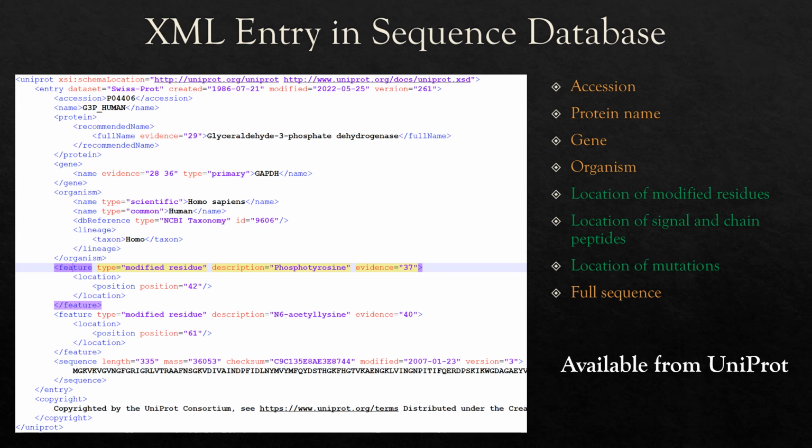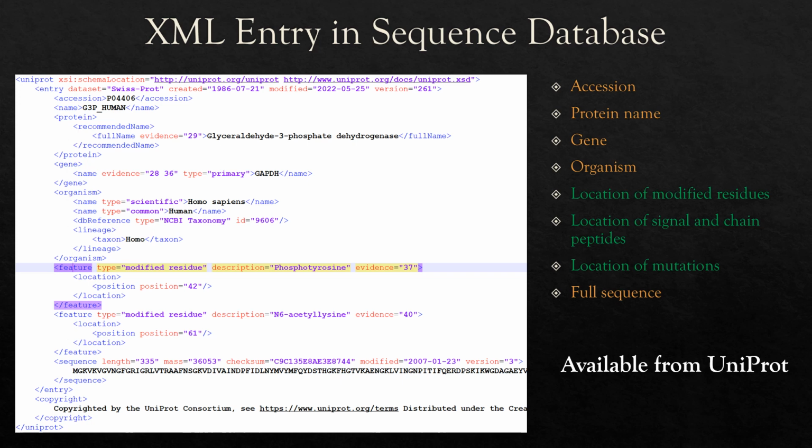The way we recorded PTMs was using an XML entry in a sequence database. Here I'm showing you an example of one that I got from UniProt. Most people use a FASTA database, which is a simple database that contains on one line the accession, the protein name, the gene, the organism, and then on the second line of an entry, the full protein sequence.